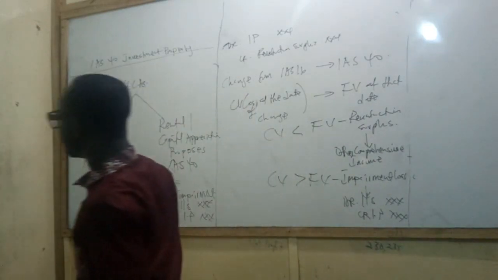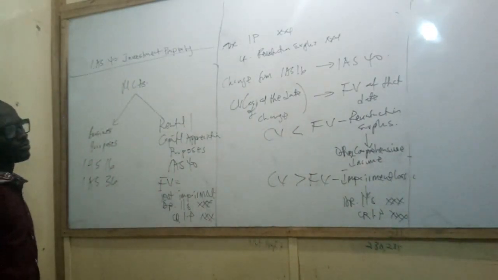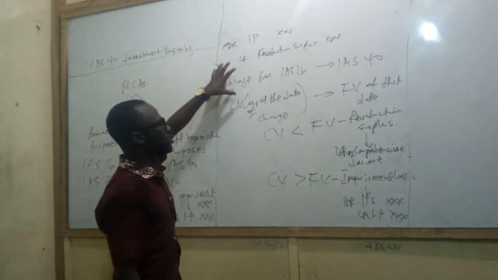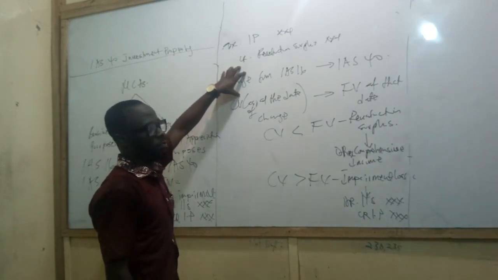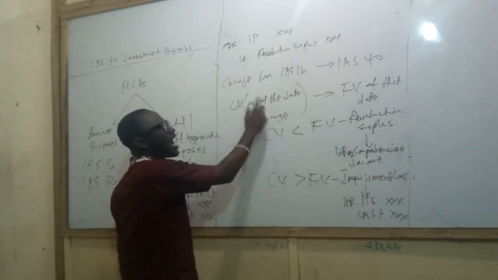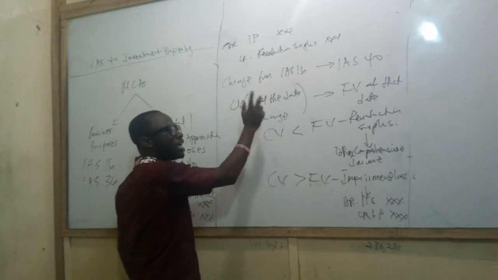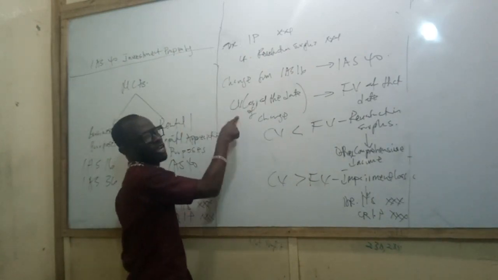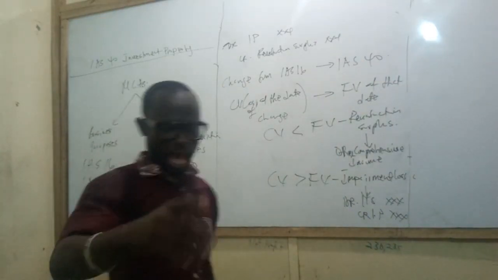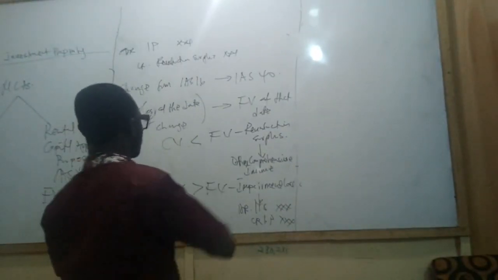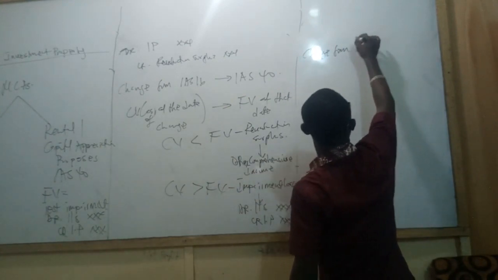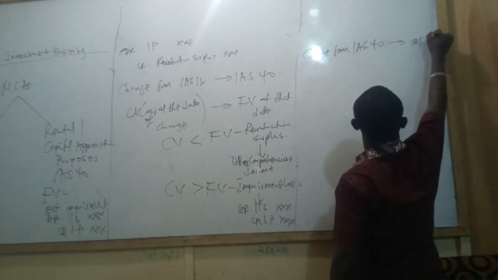Now, the reverse is true. What is the reverse? The reverse is changing from an investment property to where? A business purpose. So remember, when you are using it for the business purpose, you are calculating depreciation. So if you are calculating depreciation, that is why we calculate the carrying value and compare it against the fair value. Now, if the opposite happens, so change from IAS 40 to IAS 16.